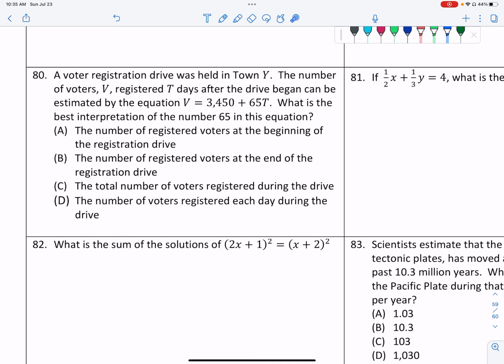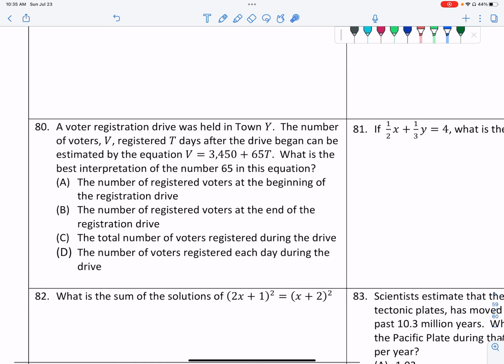So all this is asking you to do is interpret what this number is supposed to be in this real life kind of situation. This is a linear equation, and the 65 in front of the variable, it would sort of be like this.